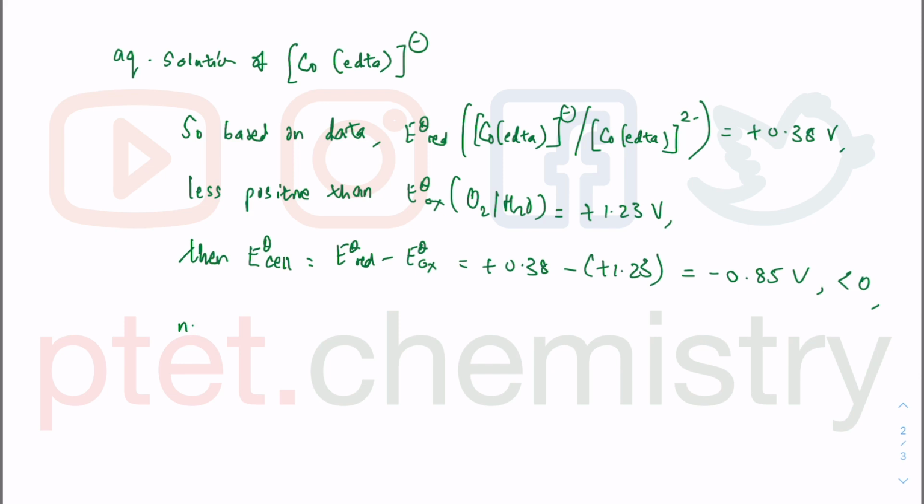And if it's lesser than 0, the reaction is not feasible. The reaction is not spontaneous, so we will not see any observable change. So basically it just stays the color of the cobalt EDTA minus, without going to the 2 minus, without going to the cobalt plus 2.